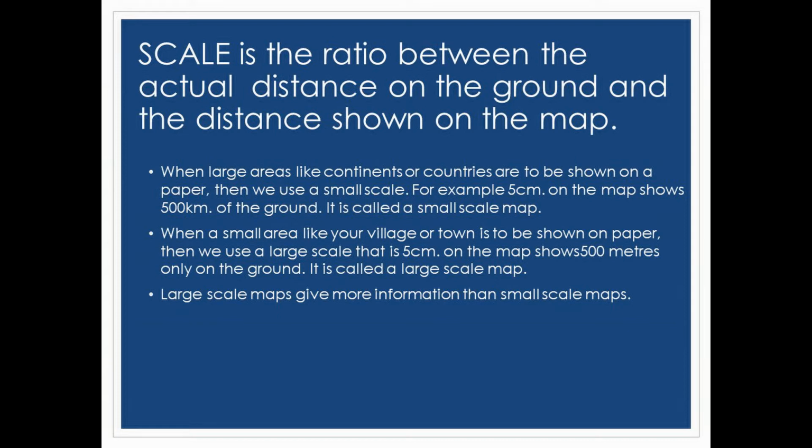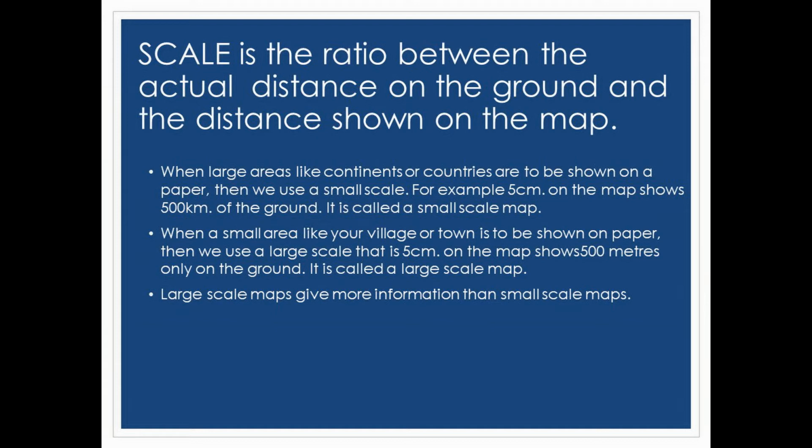For example, the distance between your school and your home is 10 kilometers. If you show this 10 kilometer distance by 2 cm on a map, it means 1 cm on the map will show 5 km on the ground. The scale of your drawing will be 1 cm is equal to 5 km. Thus, scale is very important in any map. If you know the scale, you will be able to calculate the distance between any two places on a map.